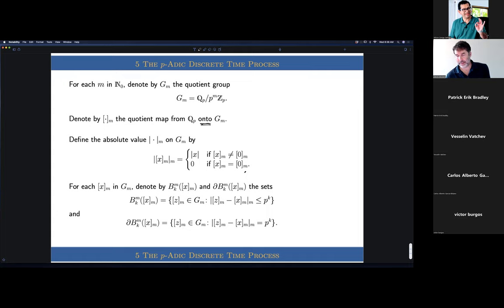And for each element in GM, so it's just a quotient map. I always write everything in terms of a representative of an equivalence class, but any calculation we make does not depend on that representative. So we denote by this the ball of radius k, and we denote by this the circle of radius k. I mean, it's kind of funny to talk about a boundary in the p-adics, but this is the circle of radius k, and this is the ball of radius k.